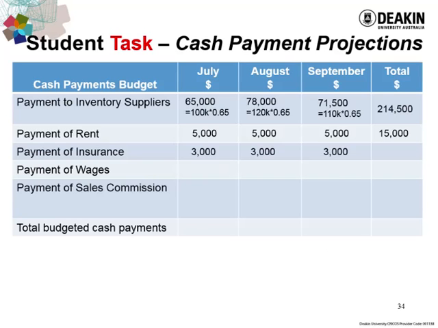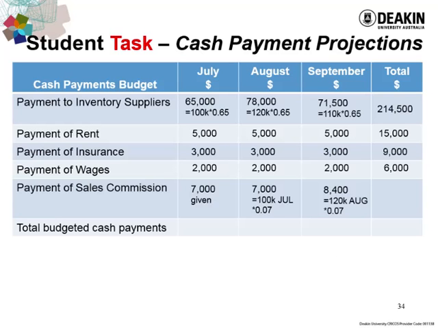Insurance is fixed for 3 months, 3K each, so total 9K. Wages is fixed for the 3 months, 2K each, total 6K. Sales commission. The June outstanding commission 7K is paid in July. For August, it is also 7K, but it is calculated as 7% of July sale. September is 8.4K, which is 7% of August sale, and this gives the total of 22.4K.